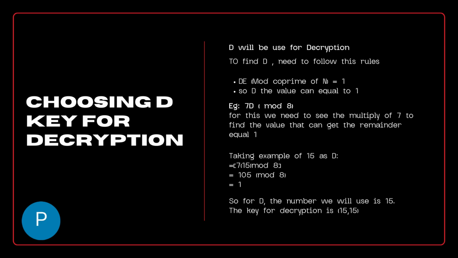So for this one, we need to look at the multiples of 7 to find the value that gives a remainder of 1, because 7 is our encryption key. By taking an example, we can calculate. 7 times 15 mod 8, we will get 105 mod 8, which gives a remainder of 1. So for D, the number we use is 15, and the key for decryption is 15 and 15.